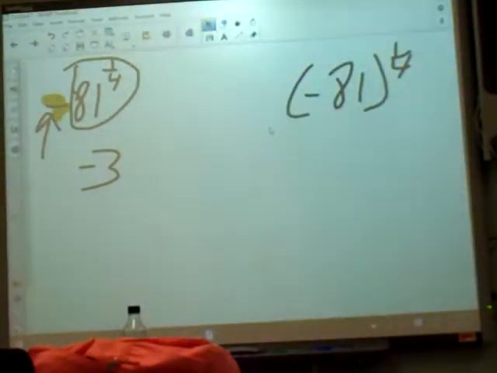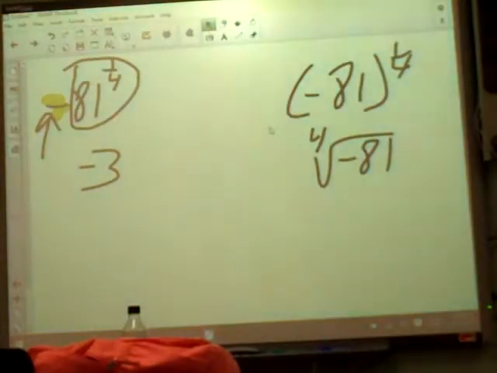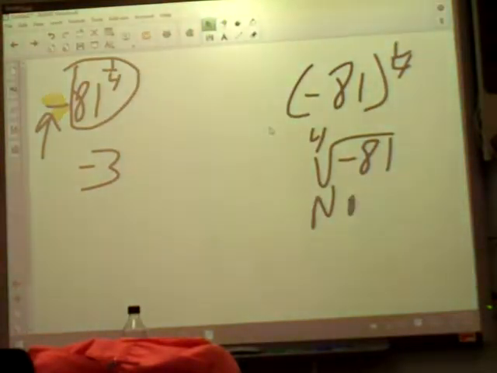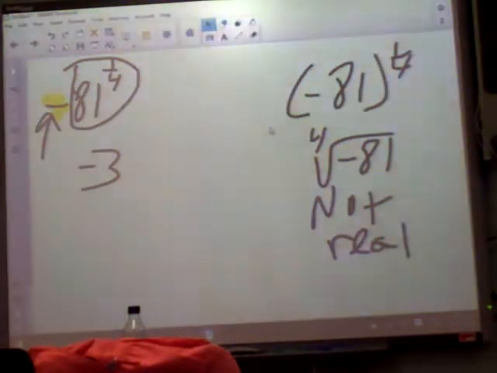Now over here, the way this one's written, that means do that whole thing to the 1/4 power. So that means do the 4th root of negative 81, which we talked about yesterday. And remember, we know in real numbers that can't happen. We know imaginary numbers from Algebra 2, and we can make that 3i. But for now, we're looking for real numbers, so we would just say not real.